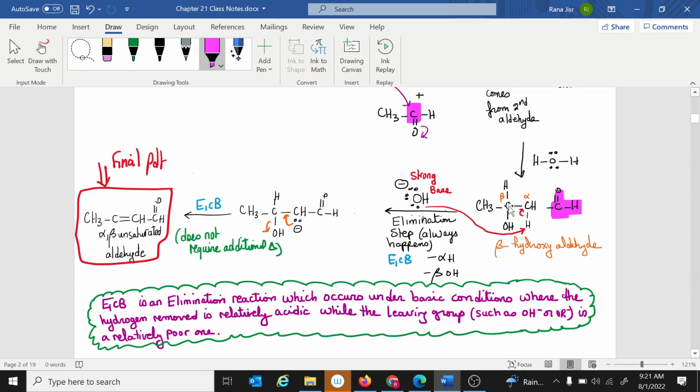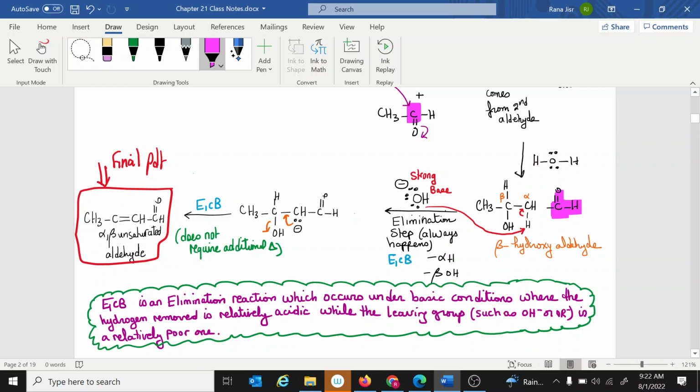So if you can see here, this is not a regular elimination. This is not a regular E1 because I know that OH is a bad leaving group. And to eliminate the OH, I need to protonate, but I have nothing here to protonate the OH. This is why this type of elimination is different than the E1. We call it E1cB elimination at the beta carbon. What does that mean?